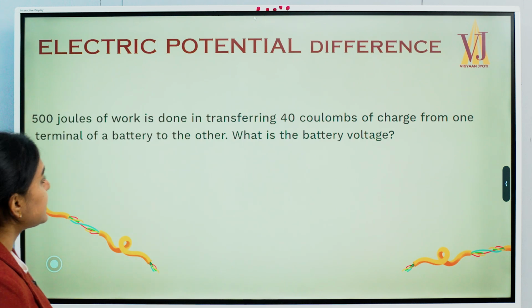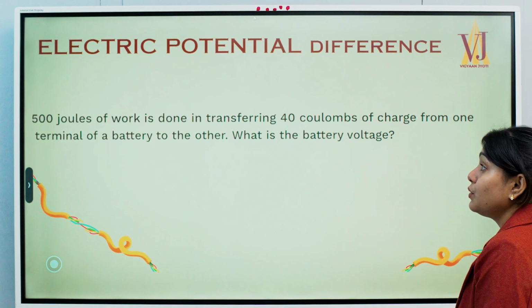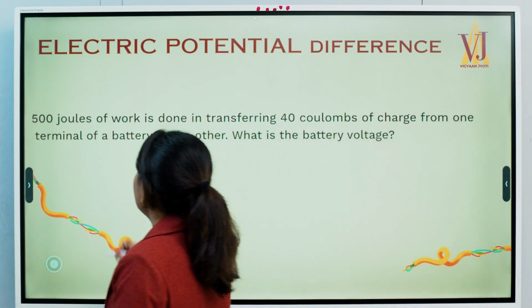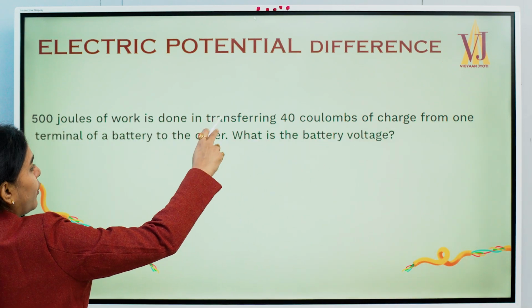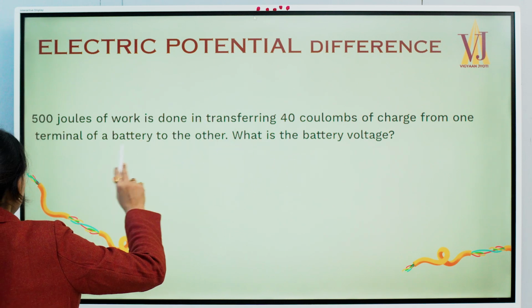500 joules of work is done in transferring 40 coulombs of charge from one terminal of a battery to the other. So how much amount of work are you doing in moving and transferring this charge? 40 coulombs of charge are transferred from one terminal of a battery to the other. What is the battery voltage?